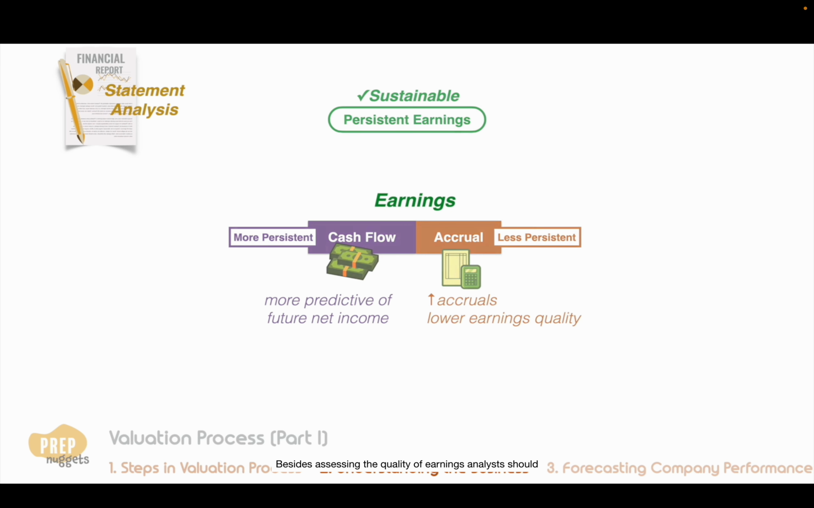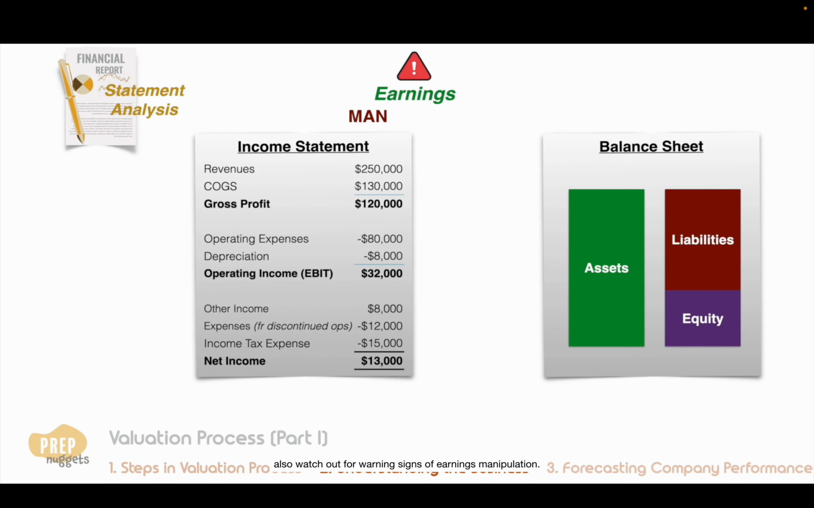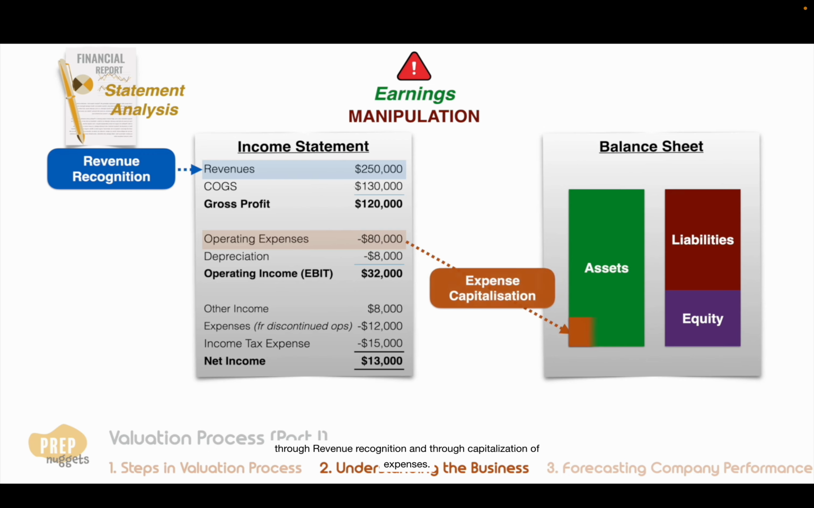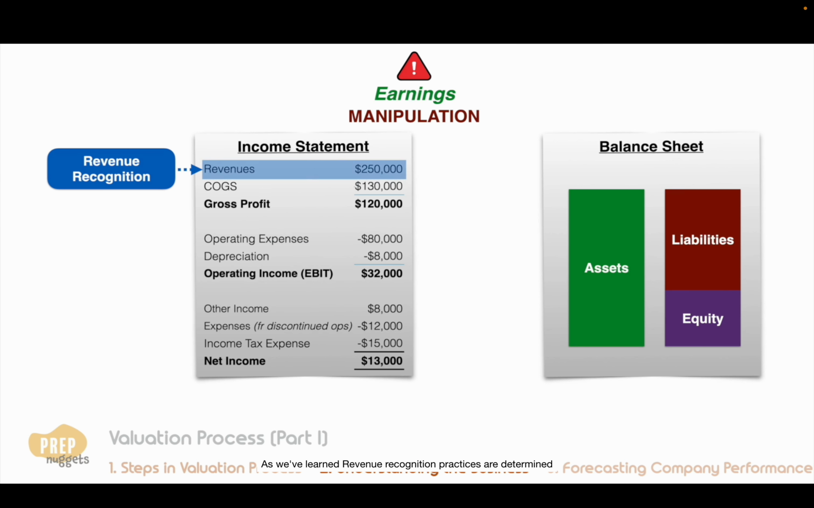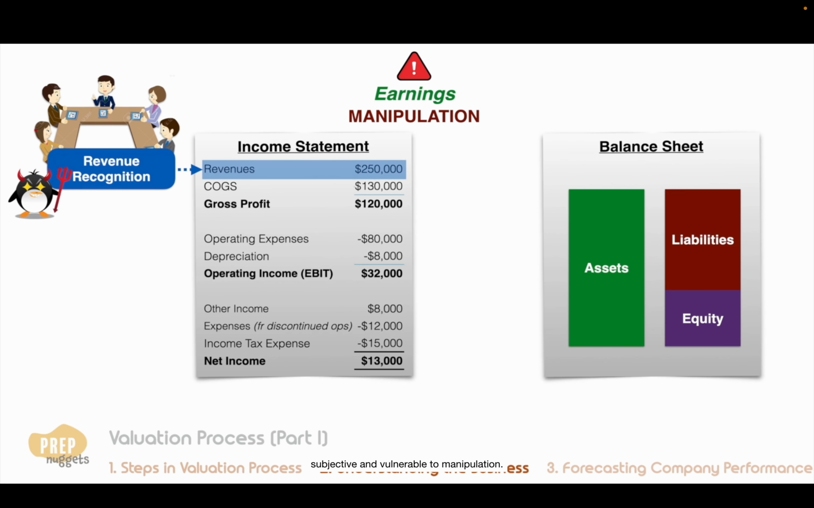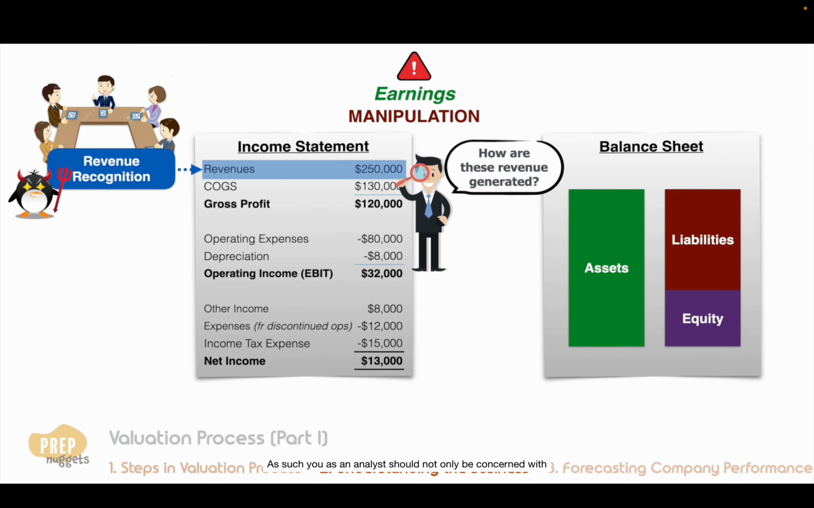Besides assessing the quality of earnings, analysts should also watch out for warning signs of earnings manipulation. The two major vehicles of earnings manipulation are through revenue recognition and through capitalization of expenses. Let's start with revenue recognition. Revenue is the largest and most important element in the income statement. As we've learned, revenue recognition practices are determined by the management, and it makes revenue somewhat subjective and vulnerable to manipulation. As such, you as an analyst should not only be concerned with quantity of revenue, but also with the quality of revenues. That is, how those revenues were generated.